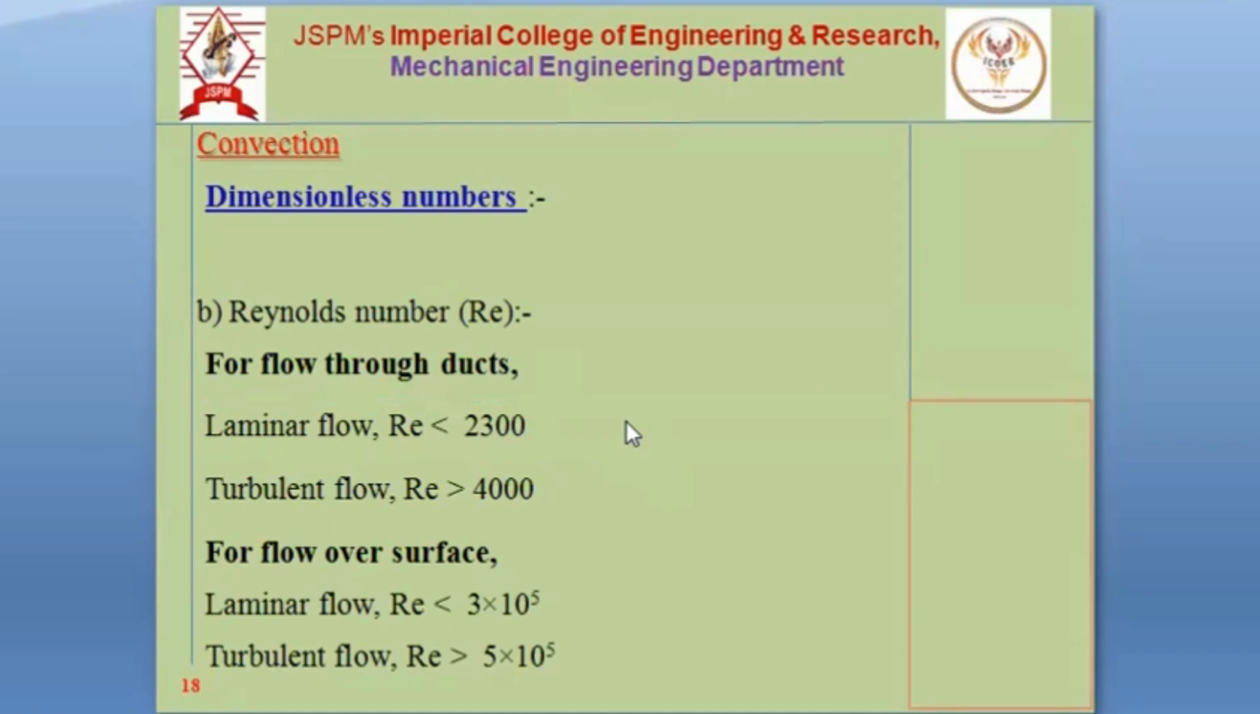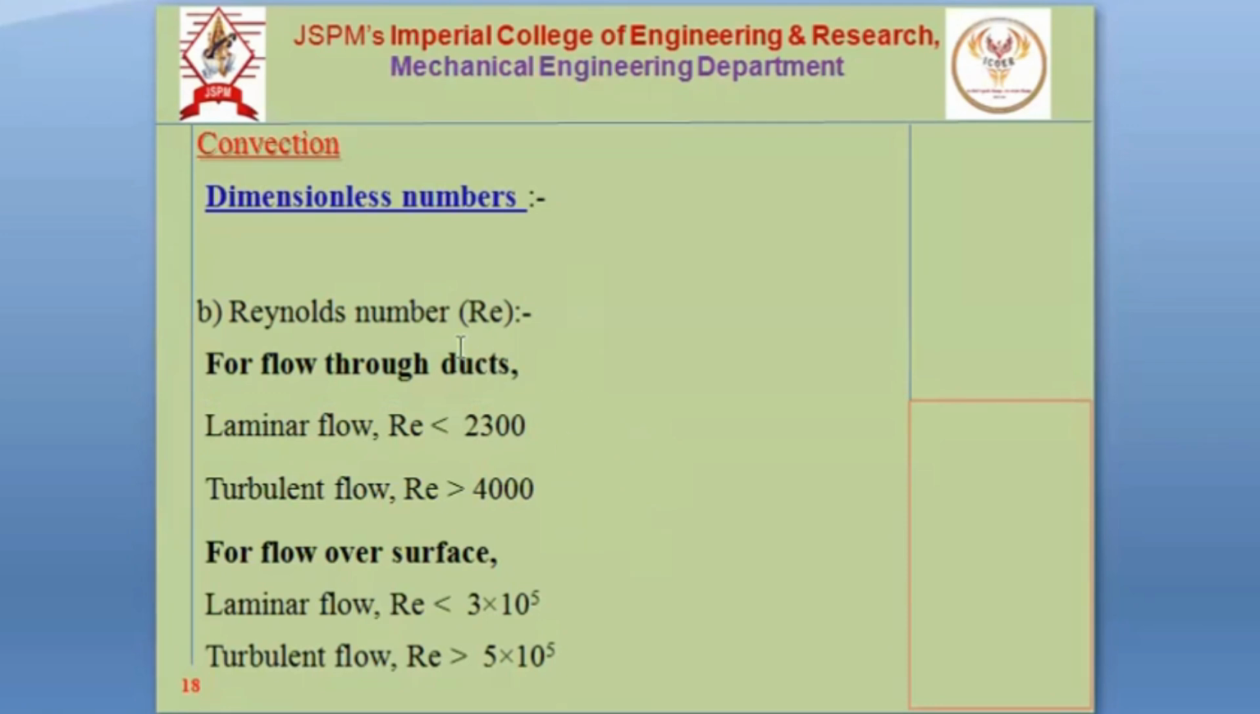Okay, but the drawback is what? There is less heat transfer. Please understand, pressure drop is less as well as heat transfer is less. Pressure drop is less as well as what? Heat transfer is less. In turbulent flow, what happens? Pressure drop is more and heat transfer is more.